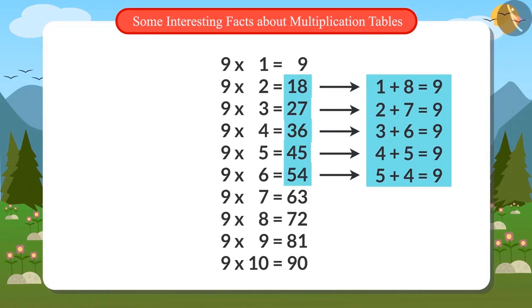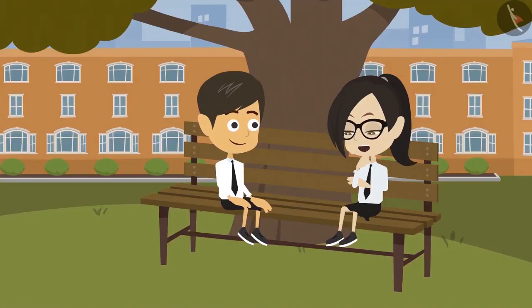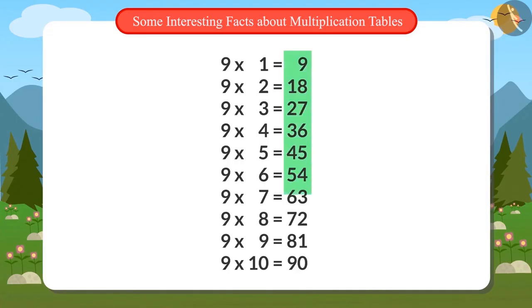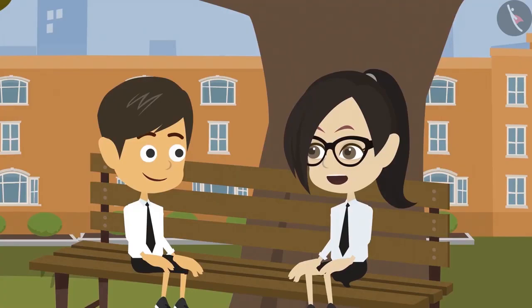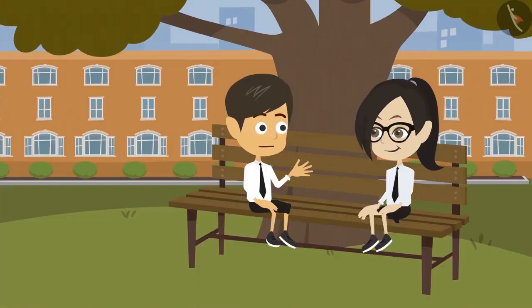Now I will see the seventh number in the table of 9, that is 63. Adding the digits 6 and 3, the answer again is 9. Wow, this is interesting. When we add the digits of any number in the multiplication table of 9, the answer is 9. Do you also know some other interesting things about other tables too, Reyansh?